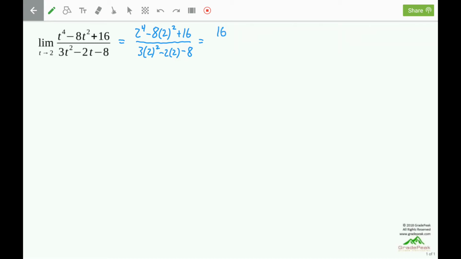In the numerator, 2 to the fourth is a 16. 2 squared is a 4 times a negative 8 is a negative 32 plus 16. In the denominator, 3 times 2 squared is a 12. Minus 2 times 2 is a negative 4 minus an 8. In the numerator, 16 minus 32 is negative 16 plus 16 is a 0. In the denominator, 12 minus 4 is an 8 minus another 8 is a 0. We have 0 over 0 indeterminate form.